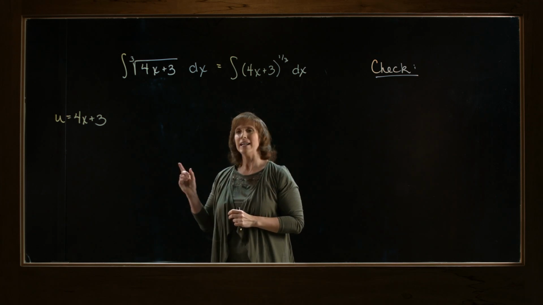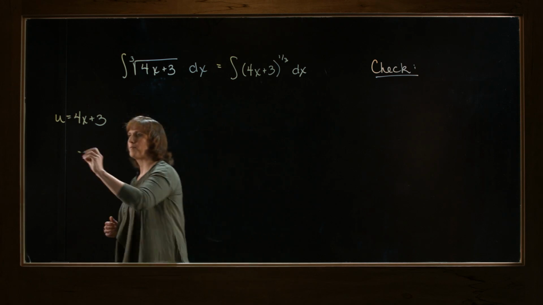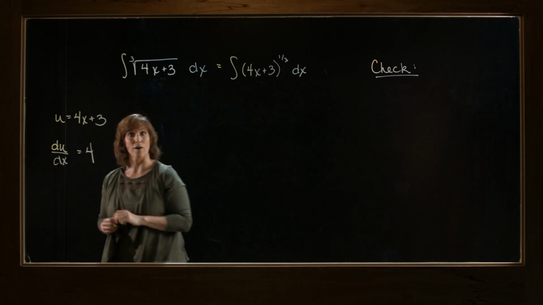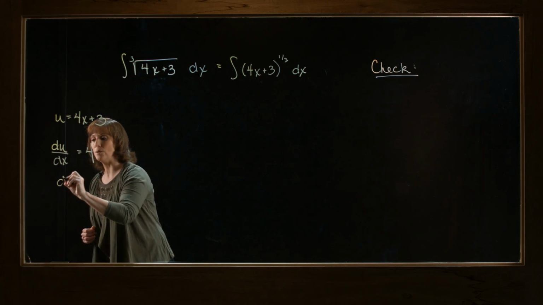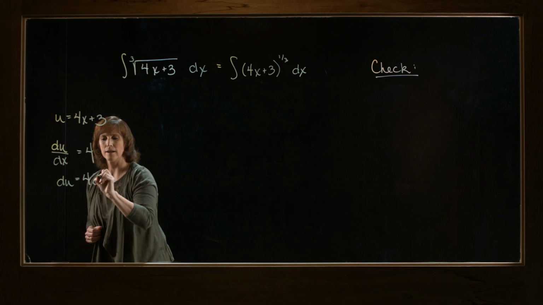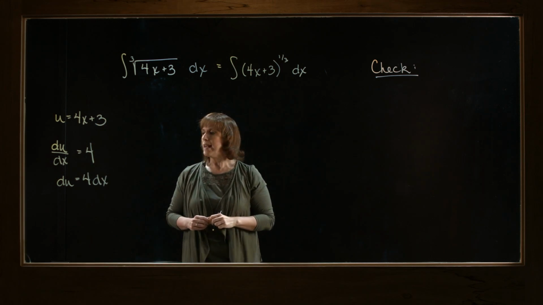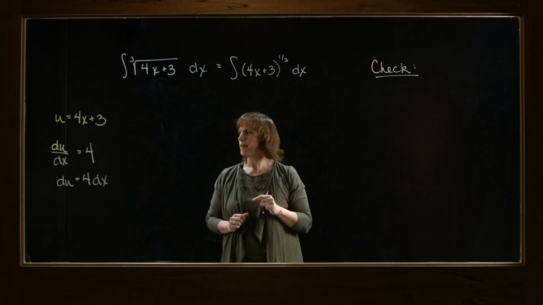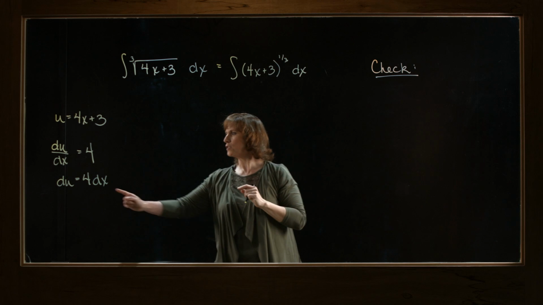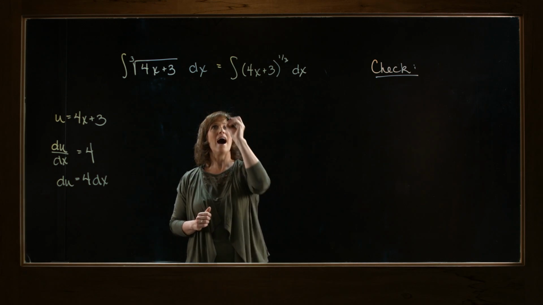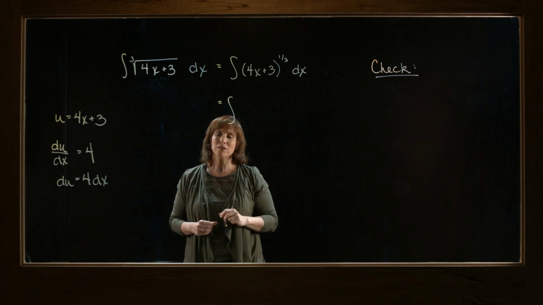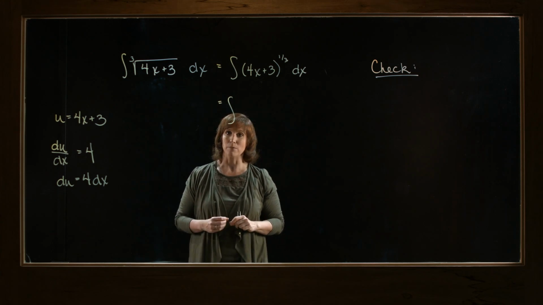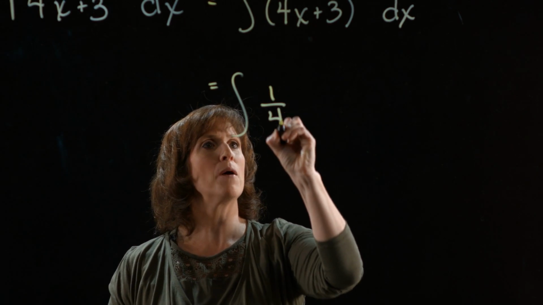Well, let's go ahead and take a look at what du dx is. du dx is 4, which means that du is going to be 4 dx. Now this gives me a link between du and dx, but it's not quite right. I would like to have a 4 dx here so that I can replace it with a du. I can fix this problem by multiplying by 1. The form that 1 will take is 1/4 times 4. So I'm going to multiply by 1/4.